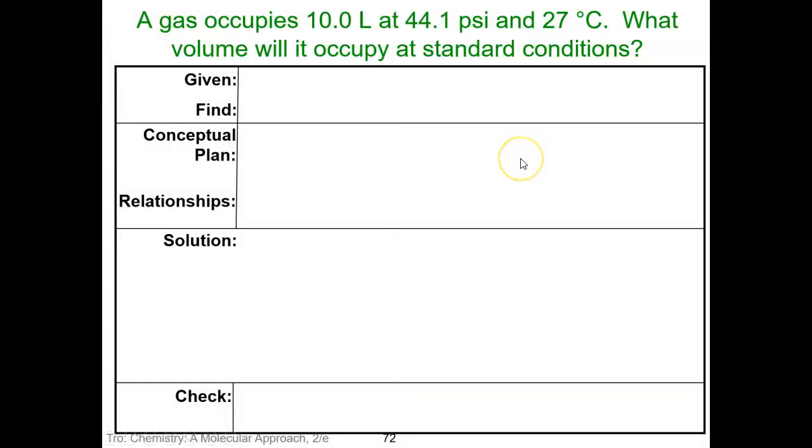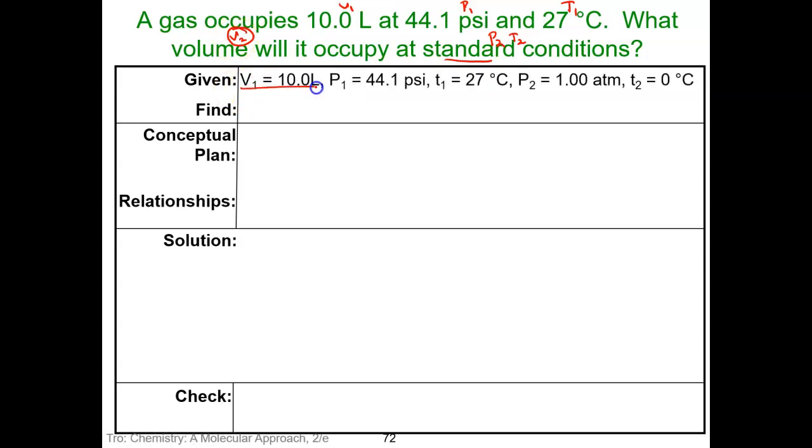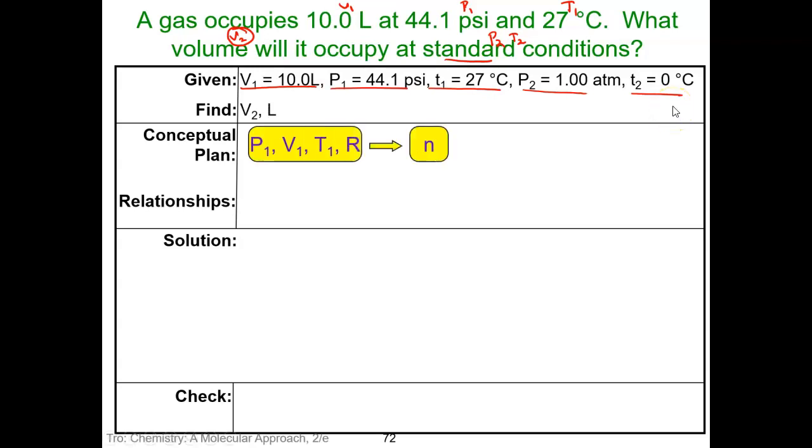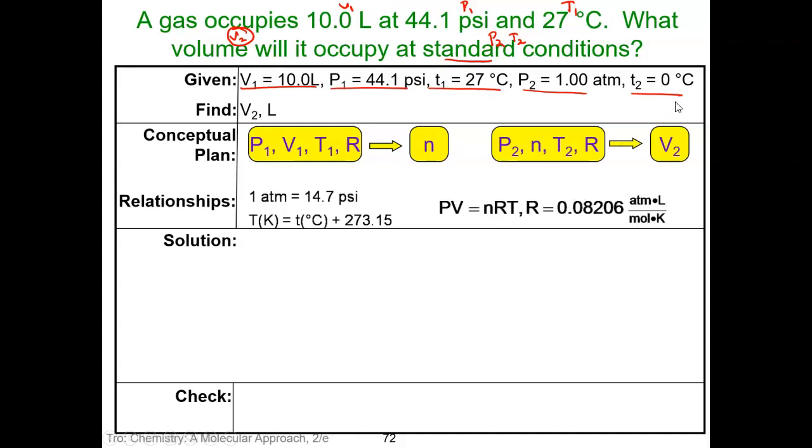Okay, so let's look at this problem. So we've got V1, P1, T1, and it wants standard conditions. So that's going to be P2 and T2, and we want V2. Right, so here's our V1, our P1, and our T1. Here's our P2 and our T2, and we're looking for our V2. And again, we can just rearrange PV equals nRT to solve our problem.